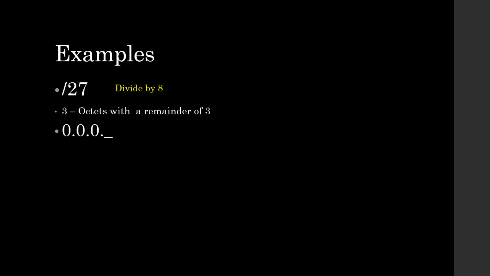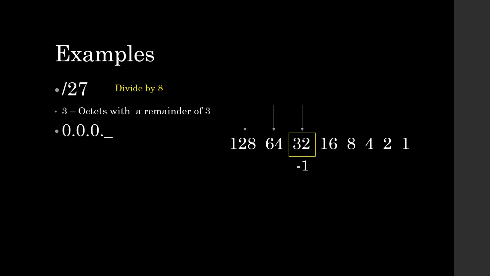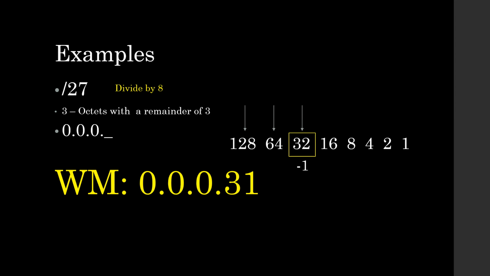Since there are 3 octets, there are 3 zeros, and for the fourth octet, we leave it blank. We again use the sequence of numbers. From the remainder of 3, we count 1, 2, 3 from the left, which gives us the number 32. For the next step, we subtract 1, which gives us a wildcard mask of 0.0.0.31.